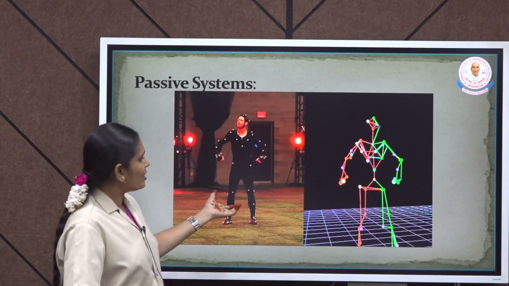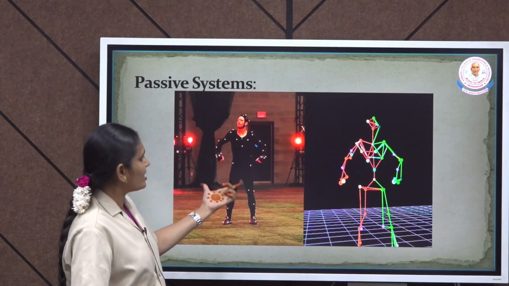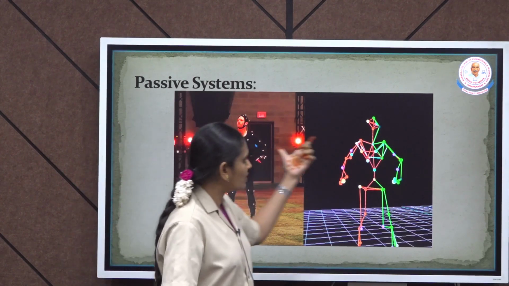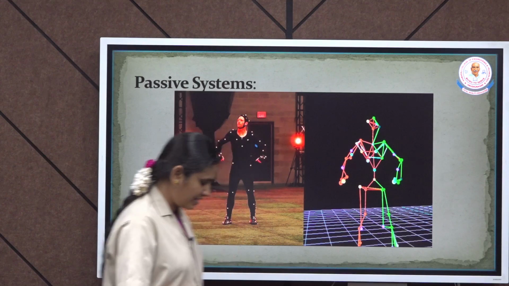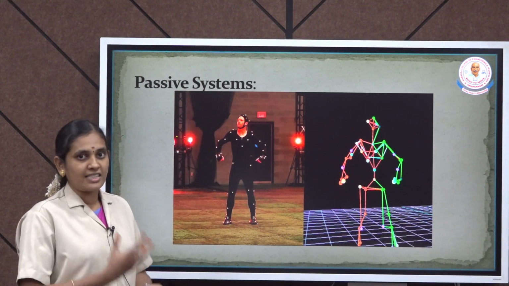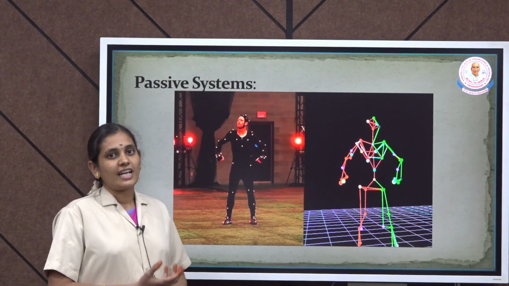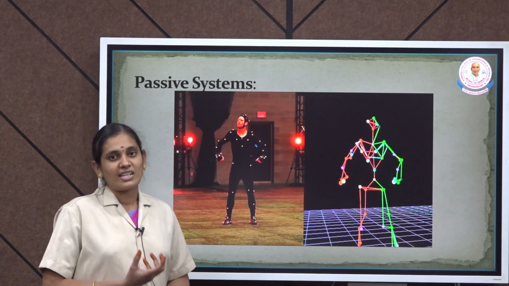Here we can see the actor showing some action. This action is converted into the digital skeleton image. This digital skeleton data is then transferred to the 3D element for creating a more realistic animation.